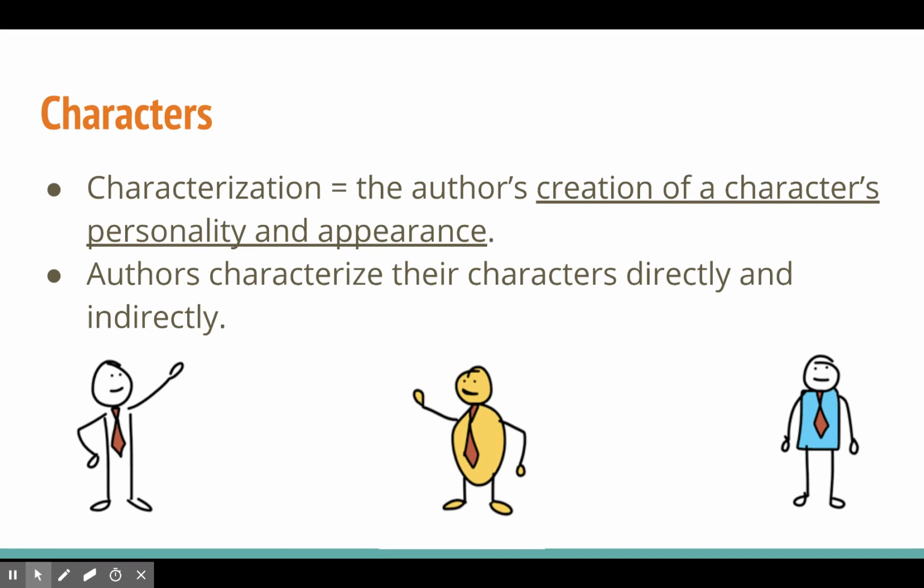Characters are any person, animal, or figure represented in a literary work, and characterization simply refers to the author's creation of a character's personality and appearance. So how are they making that character look? What do they want that character's personality to look like? And we're going to learn that there's two different ways that authors characterize their characters. The first is directly, and the second is indirectly.